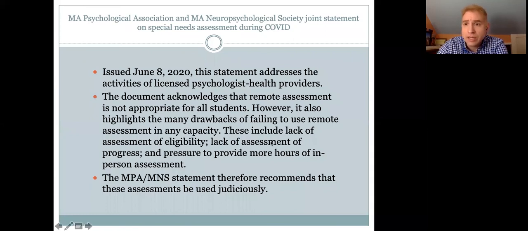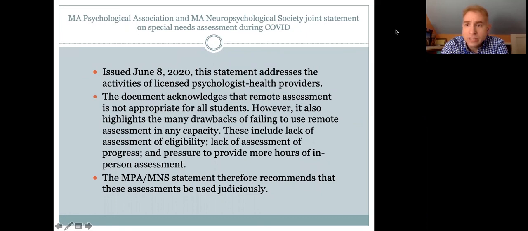This is a document that I think would be helpful to parents and to advocates, though. Again, available online. I could send it to anybody who wants it, but briefly, it's a joint statement that was put out by the Massachusetts Psychological Association and the Massachusetts Neuropsychological Society, which are the two main state organizations, put out jointly on June 8th.